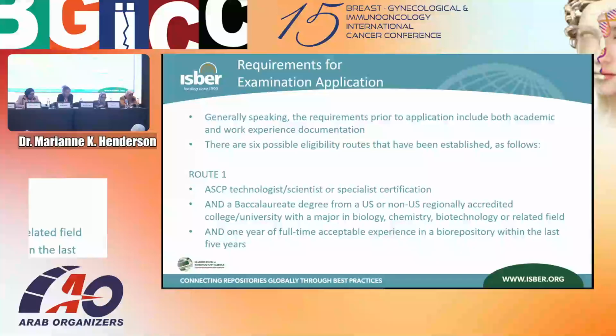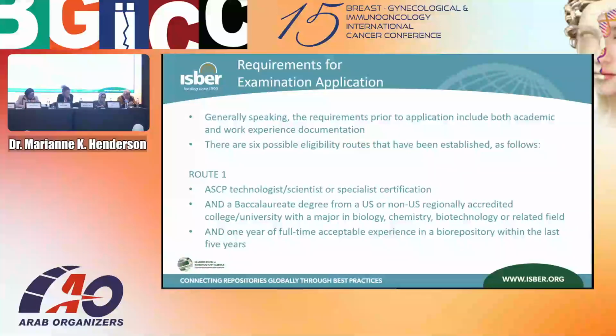The first route is you could be a technologist through ASCP. With that, you would also have to have a bachelor's degree, a baccalaureate degree from a U.S. or non-U.S. regionally accredited university or college with a major in biology, chemistry, biotechnology, or some other biology-related field, plus 1 year of full-time acceptable experience in a biorepository within the last 5 years. So Route 1 has all 3 of these requirements for eligibility.